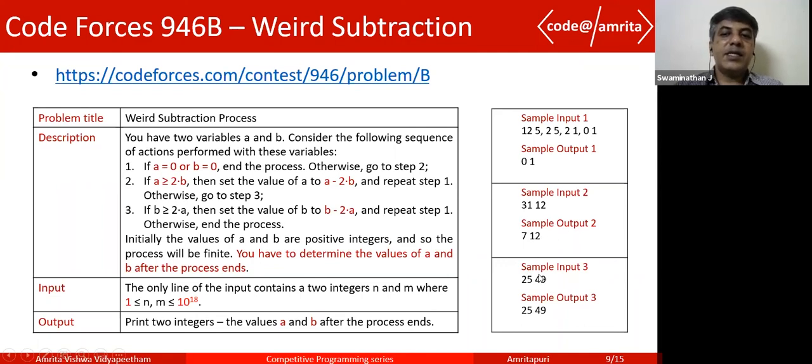And then you have another example, 25, 49. So 25 into 2 is 50, and 50 is greater than 49. So none of the conditions hold. So therefore, you will not be able to do any of the reduction or subtraction process, and you will just print 25, 49 as it is. Okay. So this is the problem.